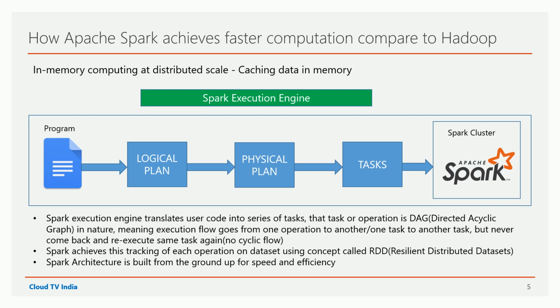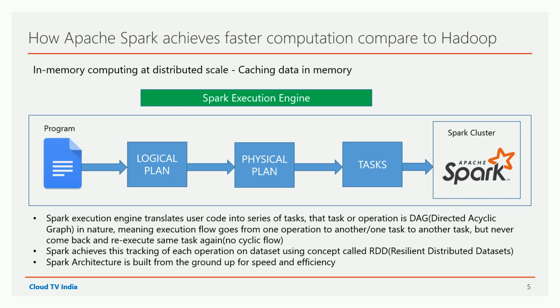Then we'll see in detail how the Spark execution engine does your computation. When you write a program, the Spark execution engine takes your program and translates the user code into a series of tasks. The task or operation is DAG in nature.